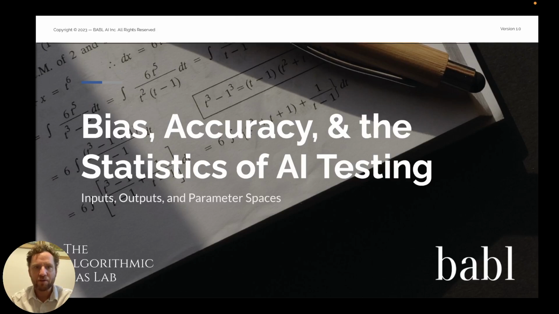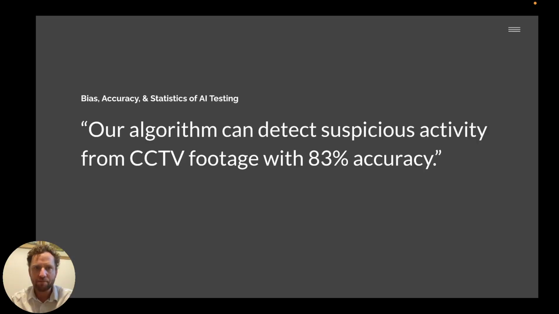Welcome back to Bias, Accuracy, and the Statistics of AI Testing. So now we're going to dig into inputs, outputs, and parameter spaces.